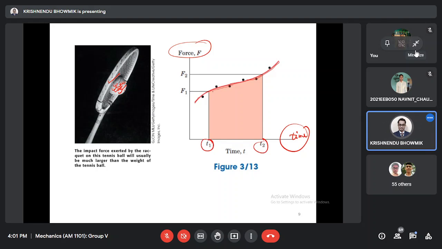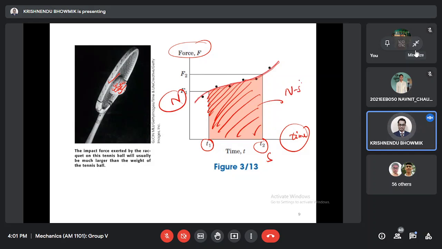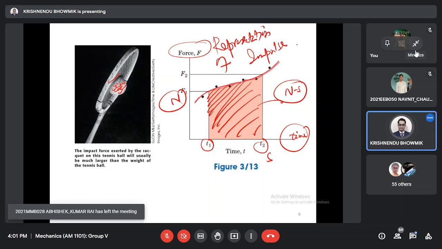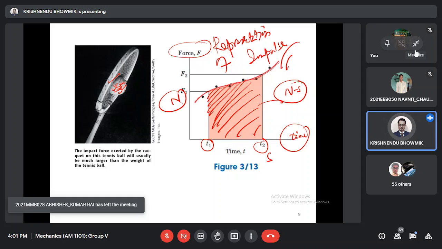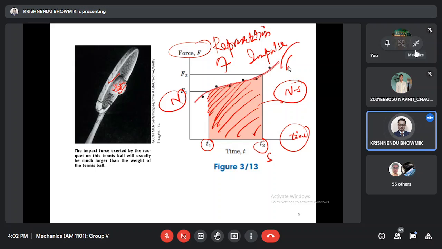Then we have the area under the curve, where the force is in Newtons and time is in seconds, so the unit will be Newton second. That is the representation of the impulse, and that value added to the system will be the change of the linear momentum along that particular direction.